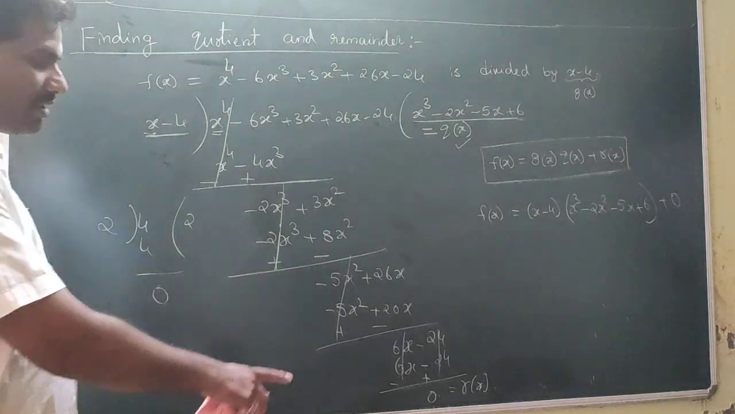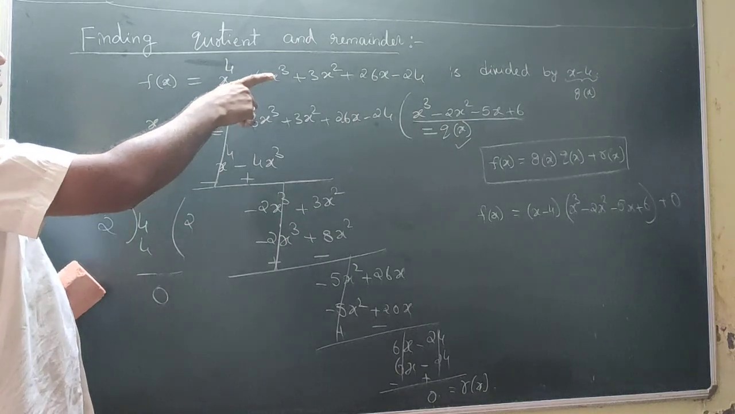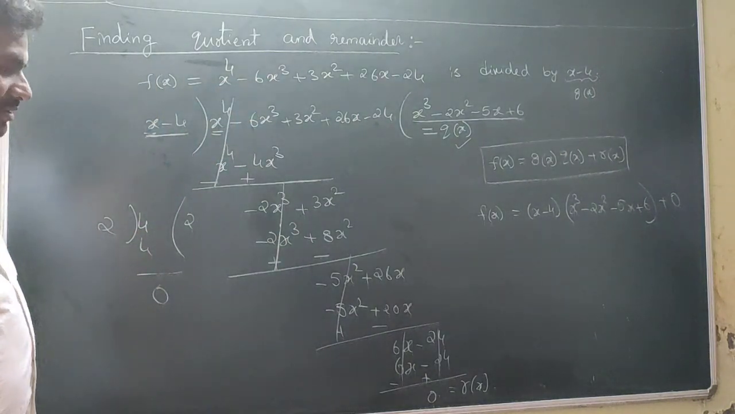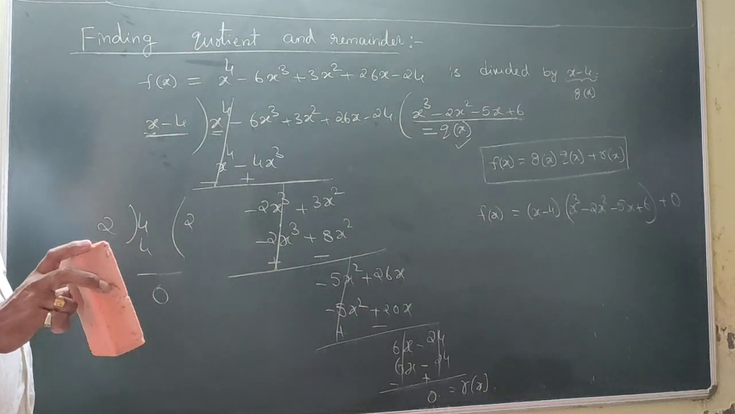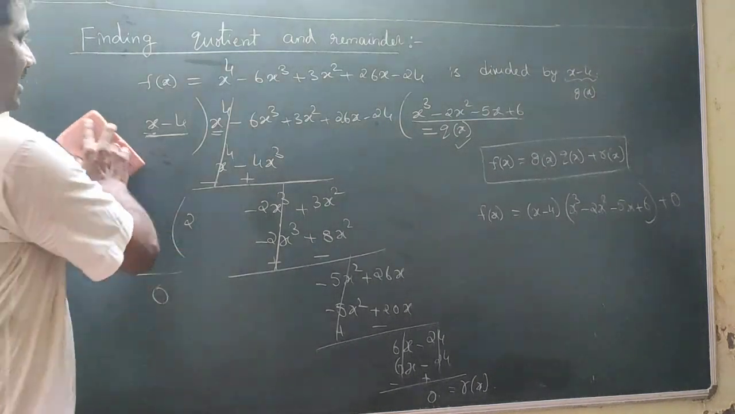Okay, here the remainder is 0. That means x minus 4 is a factor of f of x. This is the whole thing we have to do. But there is a very simple method. That is synthetic division or Harman's process. Let us see.